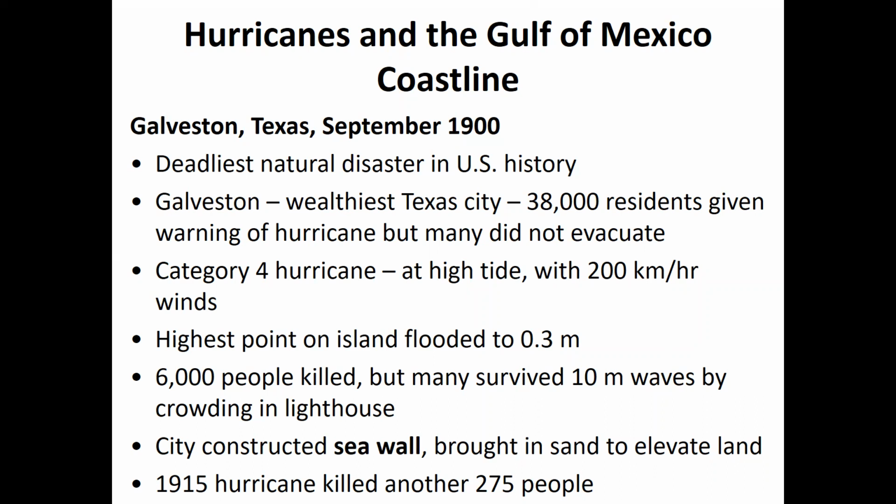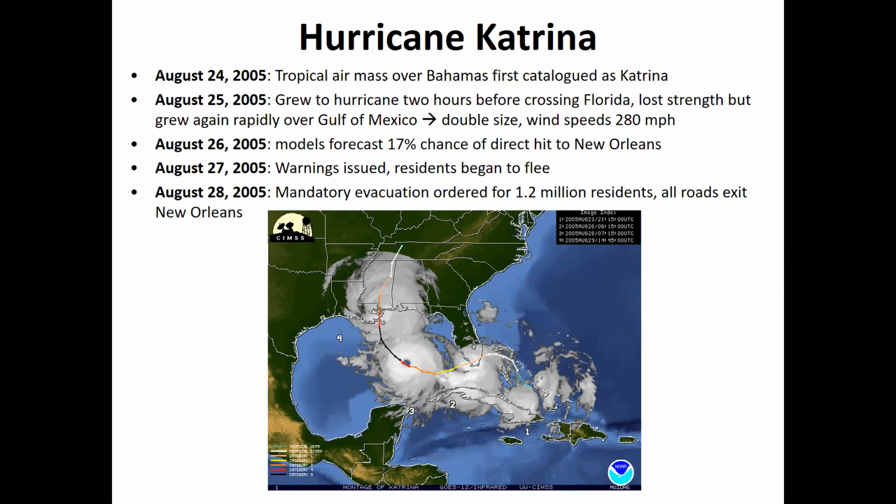The city constructed a seawall, brought in sand to elevate the land. But there's another hurricane in 1915, killed another 275 people. And then there was Hurricane Katrina in 2005.